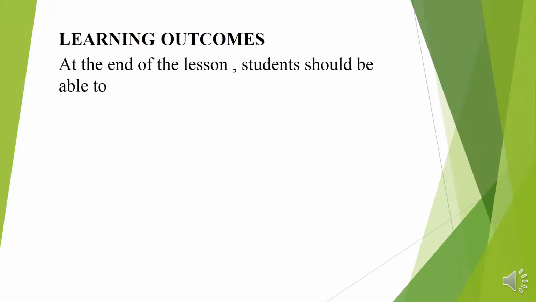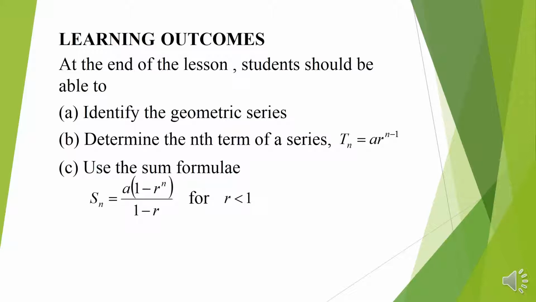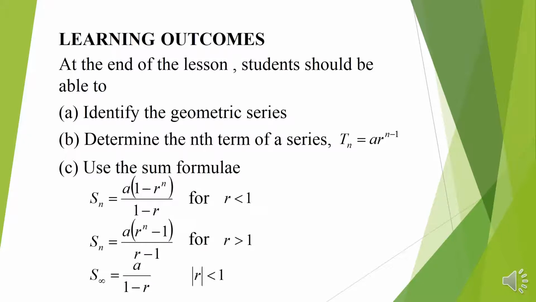At the end of the lesson, the student should be able to: A, identify the geometry series; B, determine the nth term of a series, Tn equal to ar^(n-1); C, use the sum formula Sn equal to a(1 - r^n) over (1 - r) for r less than 1, or Sn equal to a(r^n - 1) over (r - 1) for r greater than 1. And the last one is S infinity equal to a over (1 - r) for the modulus of r less than 1.